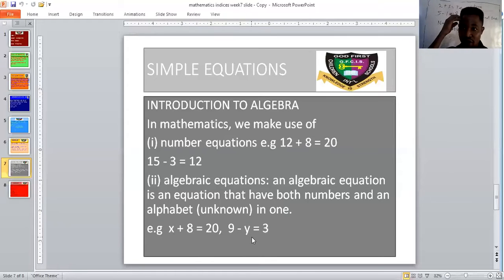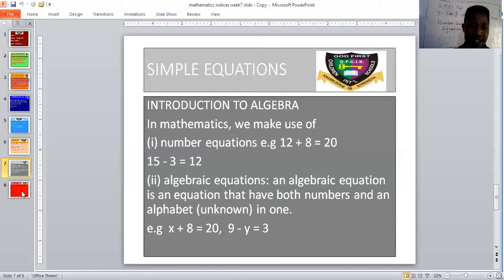So let's count. 3 in your head. 4, 5, 6, 7, 8, 9. That's 6. So it is 9 minus 6 that gives 3. It is 3 that you must subtract from 9. It is 6 that you must subtract from 9 to get 3.